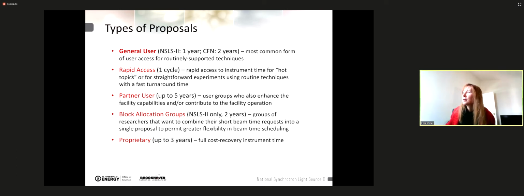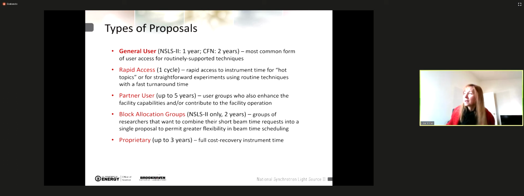There's another form of proposal that is like the general user, but it's called rapid access. If you need rapid access to the beamline or instrument for hot topics or for straightforward experiments that have a fast turnaround time, so you just need a few hours for your final piece of data to publish a paper or write your thesis, you can submit a rapid access proposal. They're only good for 1 cycle, and you only get a small amount of time. So they're very specific for this type of thing, and they're graded that way too by the review panel. If you put something in as rapid access because you forgot to submit a general user proposal, they won't allocate it.